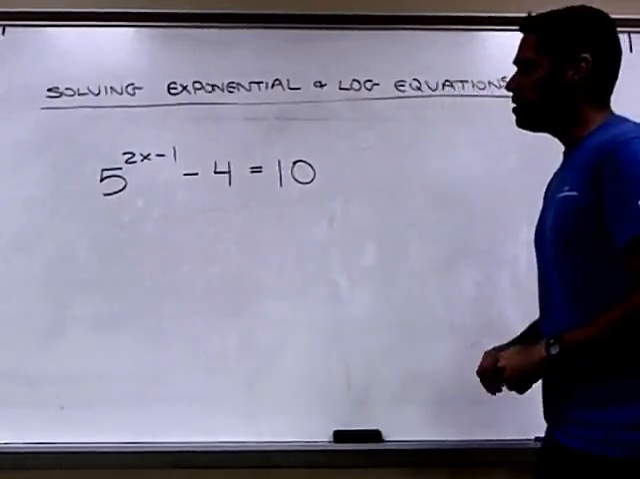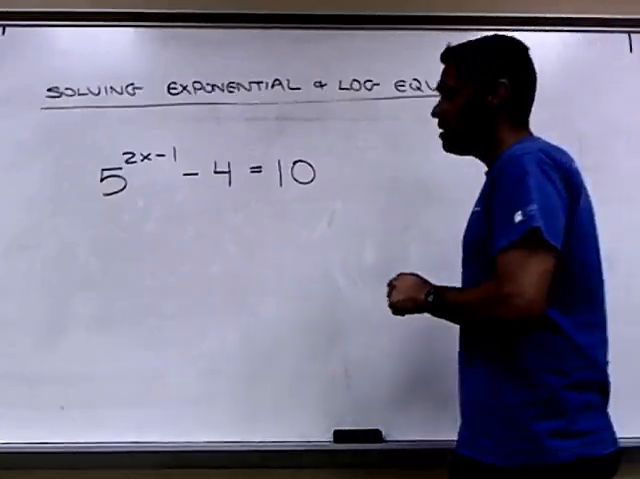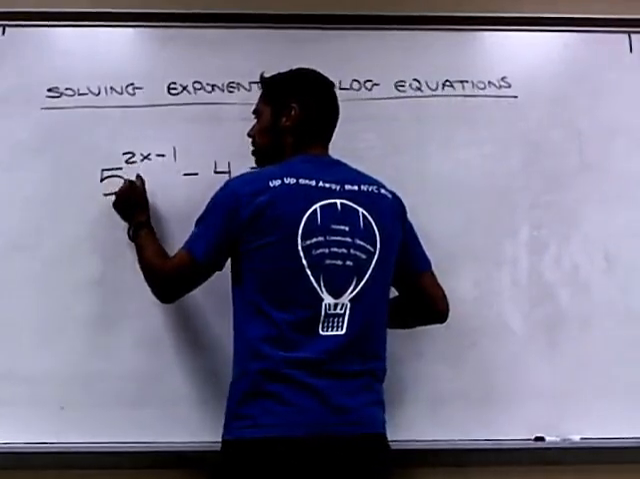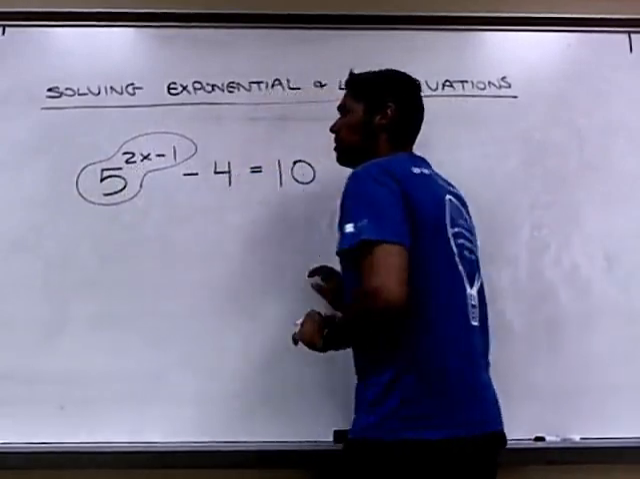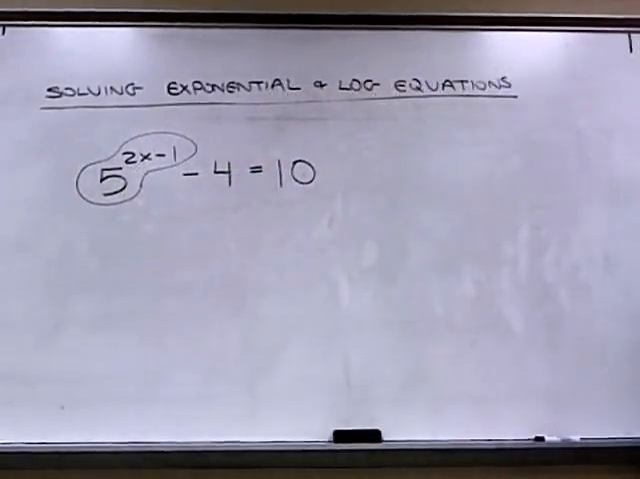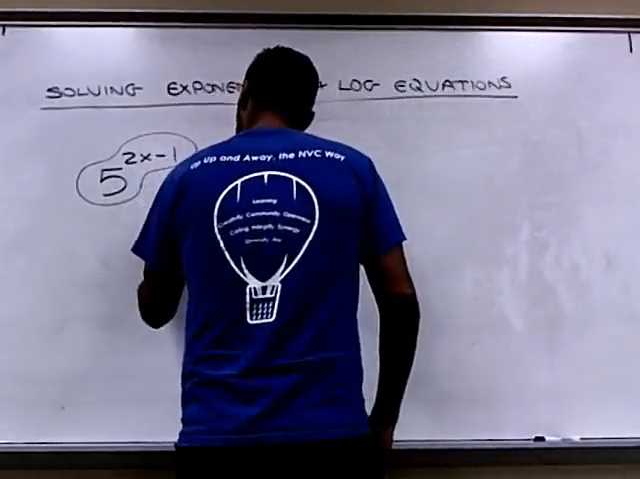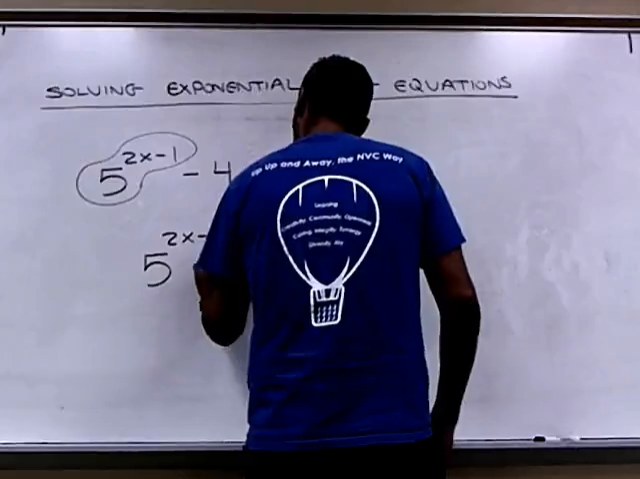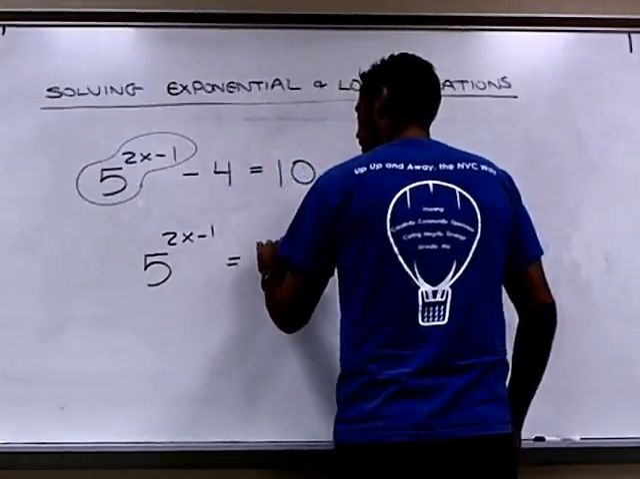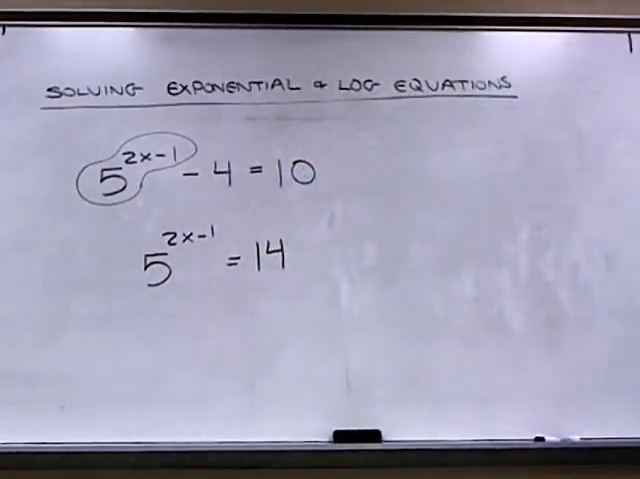So watch what I'm about to do. Since I'm trying to solve for x, I'm going to try and isolate that term. So right now, this is going to be pretty similar to what we've done before. I should probably get that -4 out of there, right? Add 4 to both sides. I get 5 to the 2x minus 1 equals 14. Okay. Now we're stuck. Right?